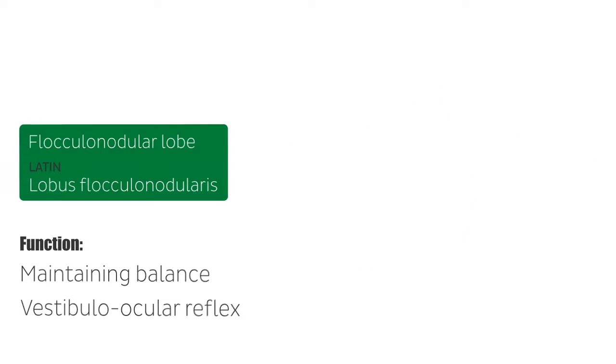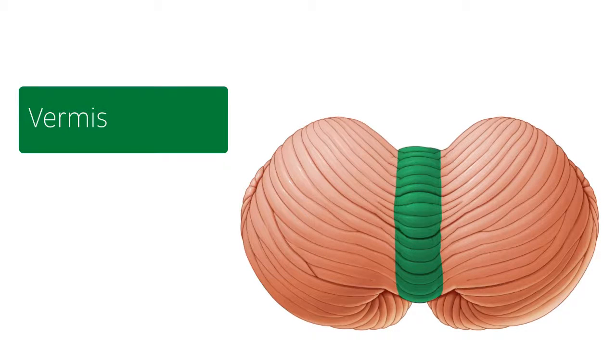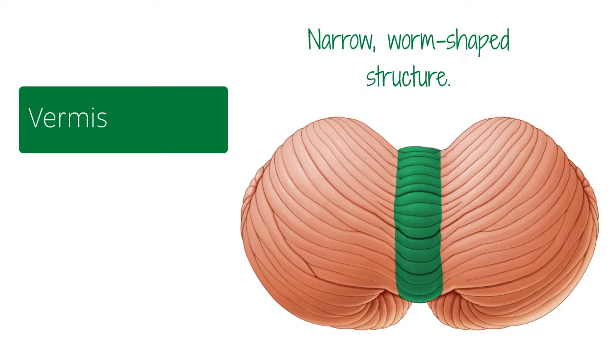The next structure we're going to be highlighting now, and we talked about it before, is the vermis. Now we're going to talk about the vermis in a little bit more detail. The cerebellar vermis is a narrow, worm-shaped structure that is located between the two hemispheres of the cerebellum, which you can clearly see here on this image.